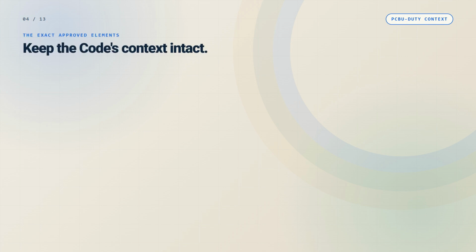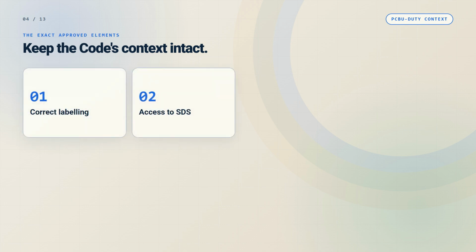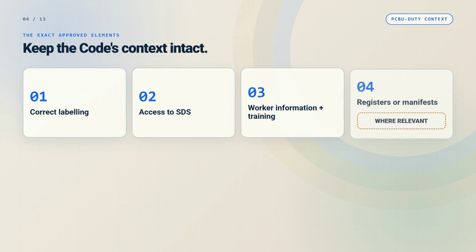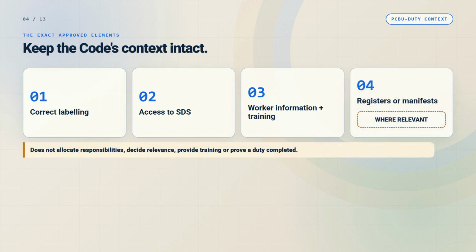The New South Wales Code describes PCBU duties that include correct labelling, access to safety data sheets, worker information and training, and hazardous chemical registers or manifests where relevant. The connected blocks on screen represent only those approved elements. They do not allocate responsibilities, decide when a register or manifest is required, provide training, or prove that any duty has been completed.